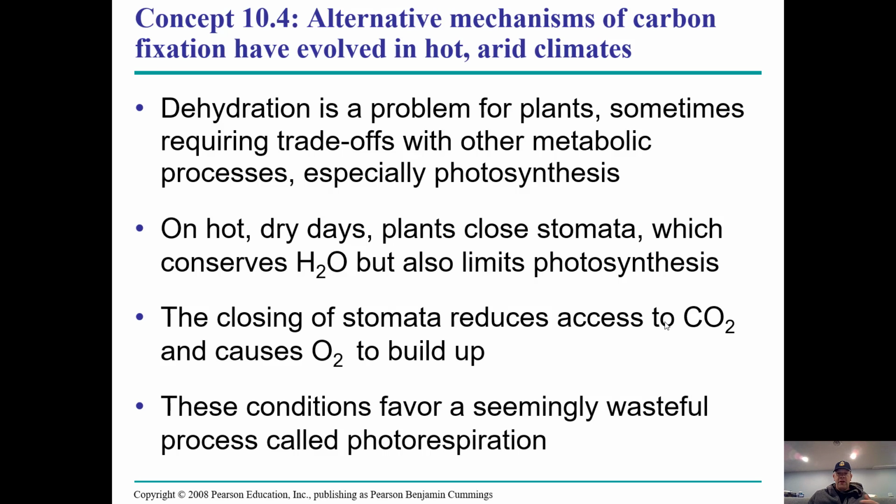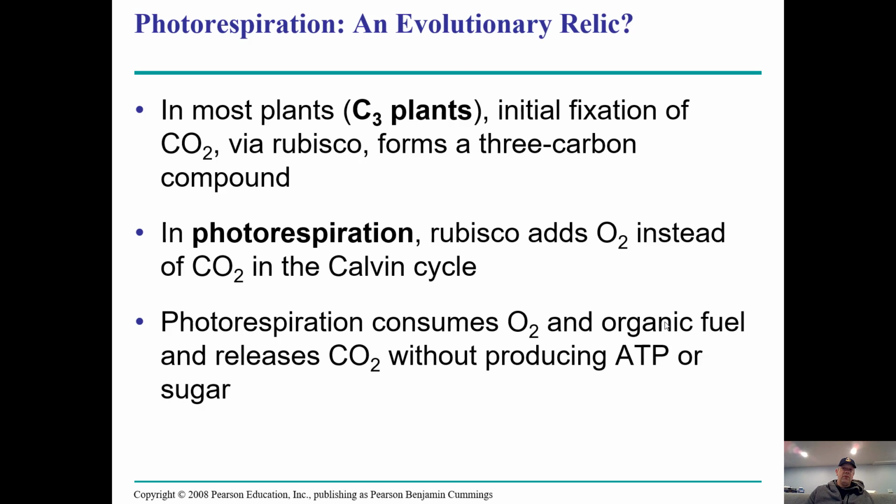Anyway, once you get this buildup of oxygen, you undergo something called photorespiration. In photorespiration, you're taking oxygen, you combine it with some stuff, and you basically burn ATP. You're utilizing some sort of organic fuel, like a sugar or what have you. But you're not getting any ATP, and that's a problem.